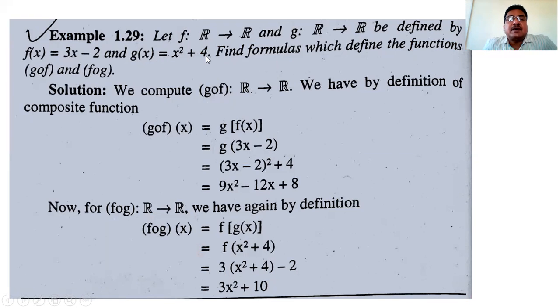g(x) is x squared plus 4. Then what is g(y)? g(y) is y squared plus 4. What is g(3)? It is 3 squared plus 4. And so what is g of 3x - 2? It is (3x - 2) squared plus 4, because the definition of g(x) is x squared plus 4. After simplification, we have the answer 9x squared - 12x + 8. And the formula for (f circle g)(x) is f of g(x), which is f of x squared plus 4, because g(x) is x squared plus 4.